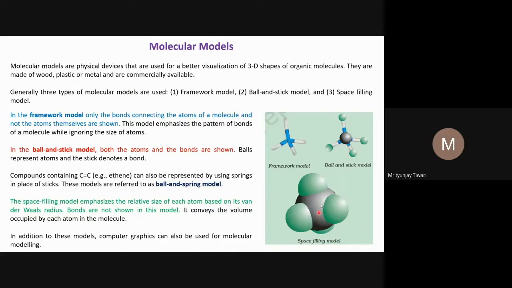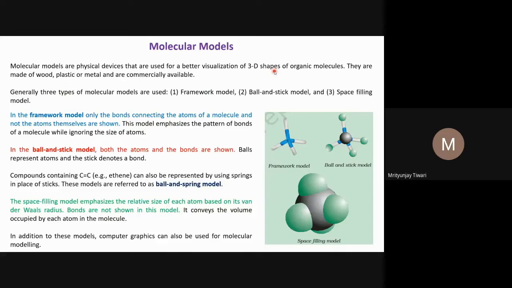This is a space filling model. I think I have explained these things earlier as well. May not be the framework model, but the ball and stick model and space filling model I have explained earlier in some of the classes. So what do we see? The molecular models are physical devices that are used for a better visualization of the three-dimensional shape of organic molecules.